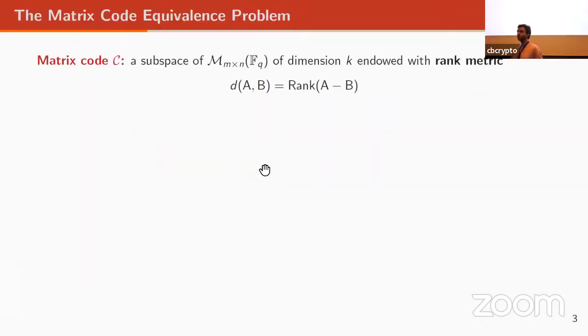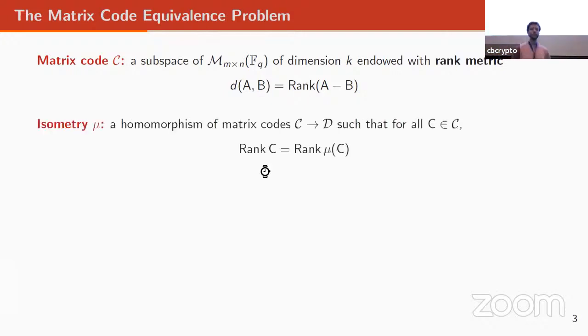So what is a matrix code? Let's start out with that. Say you have these m times n matrices over a finite field, and you just take a subspace of all of these matrices. So a k-dimensional subspace, and then you give it the rank metric. A matrix has a certain rank, and if you take the differences between the ranks of these certain matrices, this gives a distance. And then an isometry is basically just a homomorphism between two of these codes, such that for every code word, the rank stays the same.